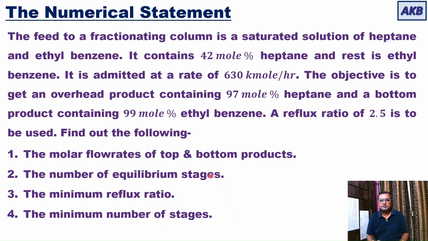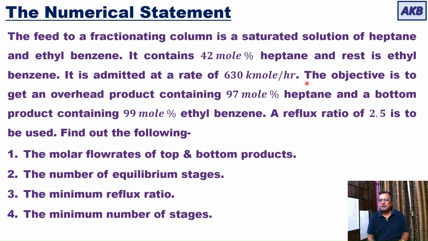So in this case, you have a fractionating column, and the feed to the fractionating column is a saturated solution of heptane and ethyl benzene. That means the nature of the feed is given to us. The feed is a saturated solution, or a liquid solution at its bubble point. It contains 42 mole percent heptane, that is, the composition of the feed is given to us. The molar flow rate of the feed is also given. The feed is admitted at a rate of 630 kilomole per hour.